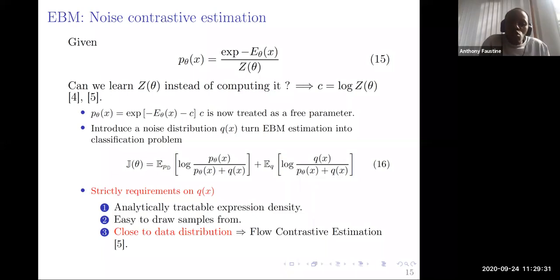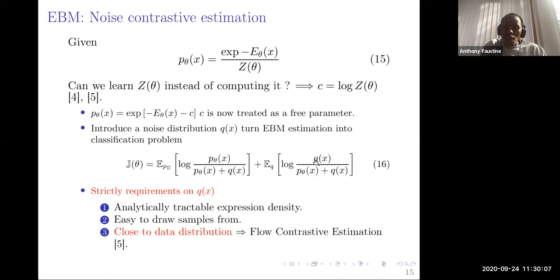And this could be achieved by introducing a noise distribution, Q theta, which will turn the energy-based model estimation into a classification problem. So basically, you have two distributions, the data distribution and the noise distribution, and then you learn to maximize this loss function, which is basically the expectation of the log of your data distribution divided by data distribution plus noise distribution, plus the expectation of the log of the noise distribution divided by data and noise distribution.